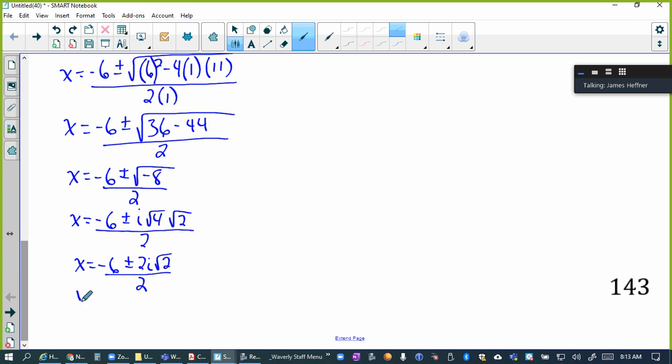So we end up with x equals negative 6 over 2 plus or minus 2i square root of 2 over 2. So what does x actually equal here, guys? Simplify this out. x would equal negative 3 plus or minus, well, the 2's cancel here. What's left? Just i square root of 2. Yeah, the square root of 2 didn't cancel out.